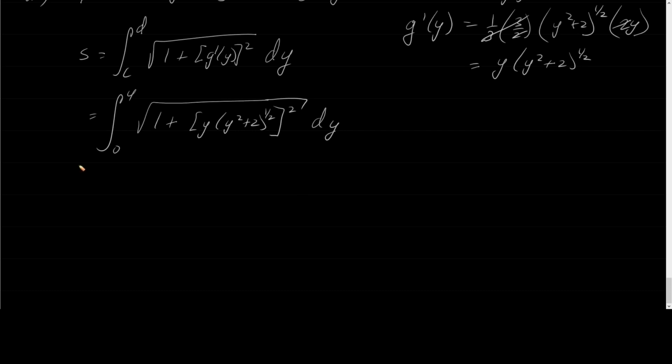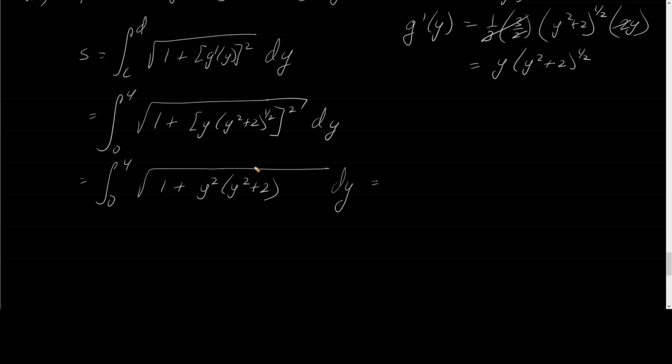All right, so now what do we get here? Let's manipulate this a little bit. Applying that square, I have the integral from 0 to 4 of the square root of 1 plus y squared times (y squared plus 2). Apply the square over here, y squared. Apply the square right here. 1/2 times 2 is 1, so that part goes away.